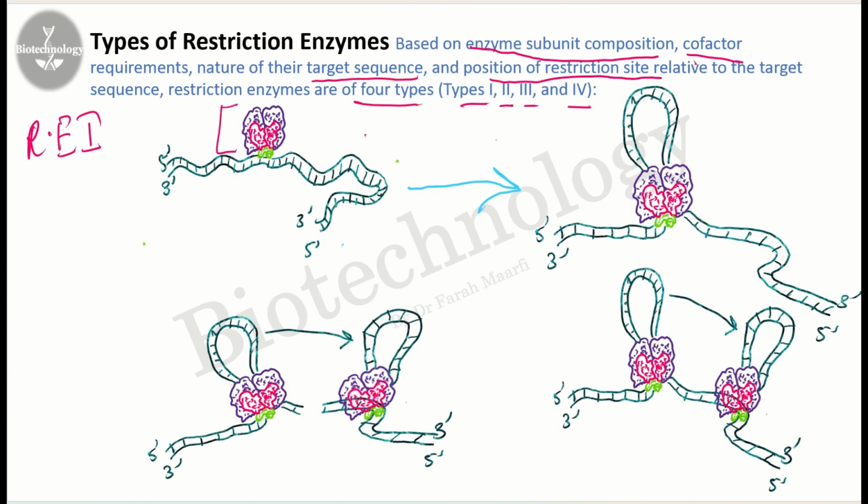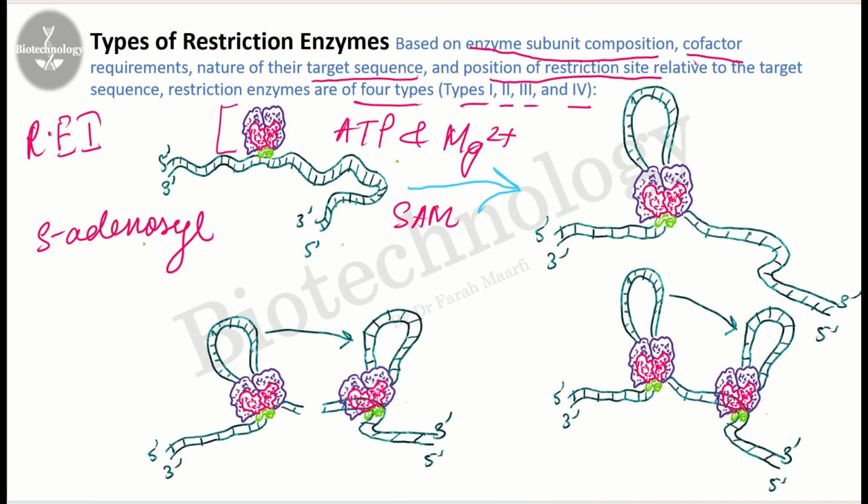As this restriction enzyme recognizes the DNA sequence, it cuts at a site far from the recognition site, and during the recognition and the cleavage process, it requires ATP and Mg2+ as cofactors, and ATP for the energy. It also requires SAM, S-adenosyl methionine.